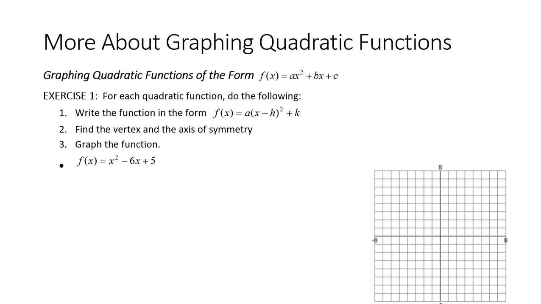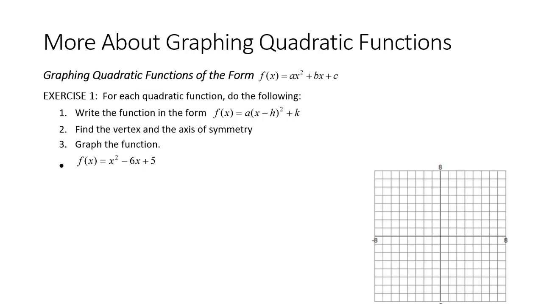1. Write the function in the form f of x equals a times x minus h squared plus k. Find the vertex and the axis of symmetry, and then graph the function. Here is the first function to transform and graph. We have x squared minus 6x plus 5. We need to rewrite it so that it has the form given in standard form, and then find the vertex and axis of symmetry and graph it.